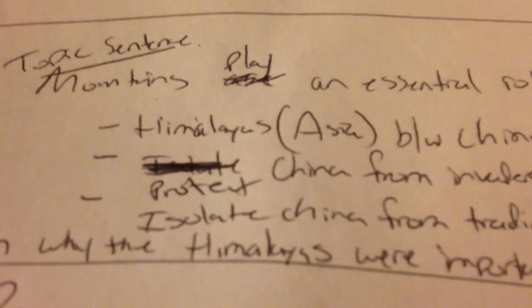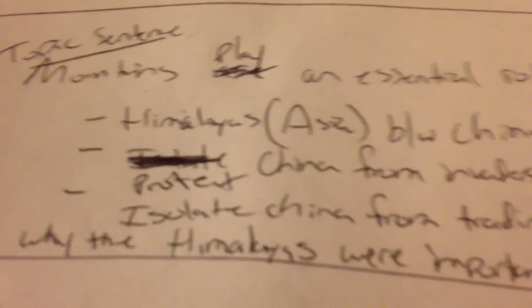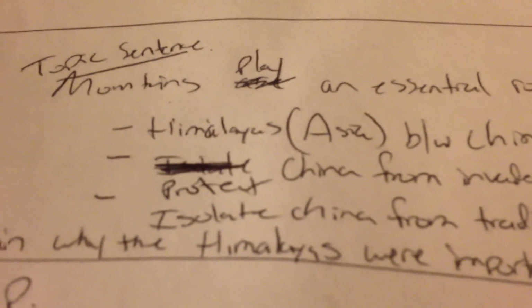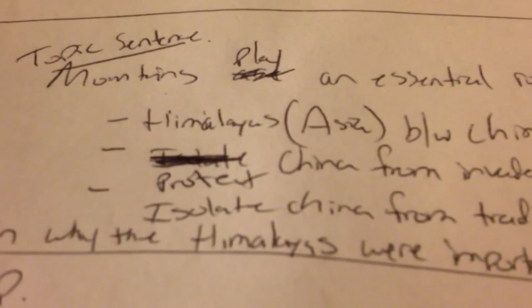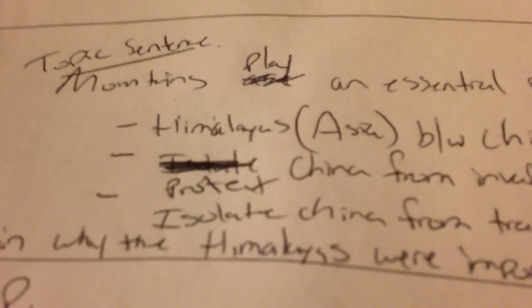You also talk about what they do. Well, they protect China from invaders. That's good. And they isolate China from trading. That's bad. Okay? 3 informational facts. You should probably give 3. The more the better. You can have more, but you don't have to. I would say 3 is a comfortable number.